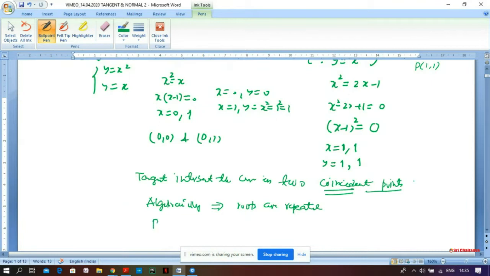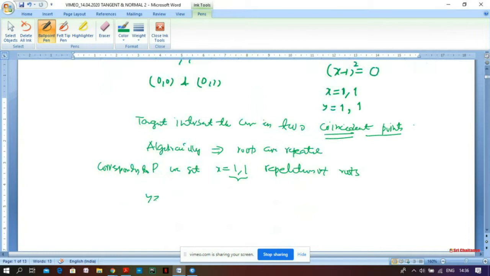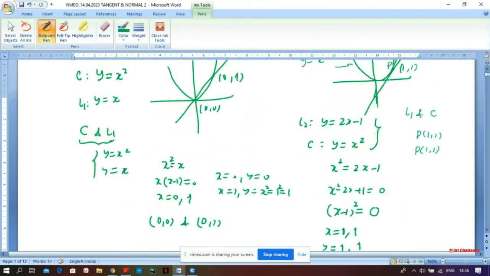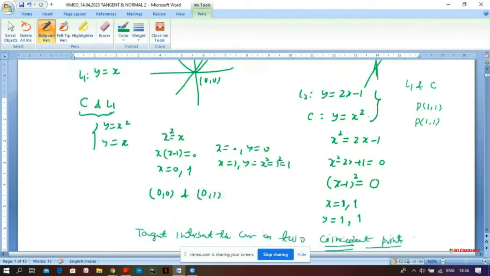So corresponding to P, we get x is 1 and 1. This repetition of roots tells you that indeed at x equal to 1, the line y equal to 2x minus 1 is tangent to the curve y equal to x squared. So we expected this kind of thing and we got it. So this is (1, 1), and you see that this is a tangent-like thing.